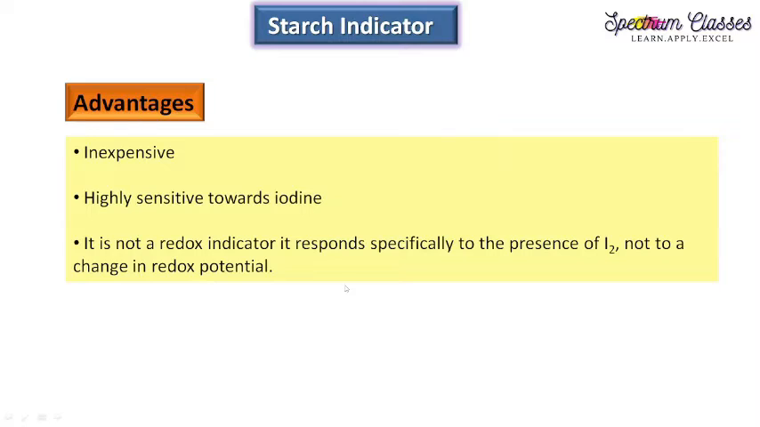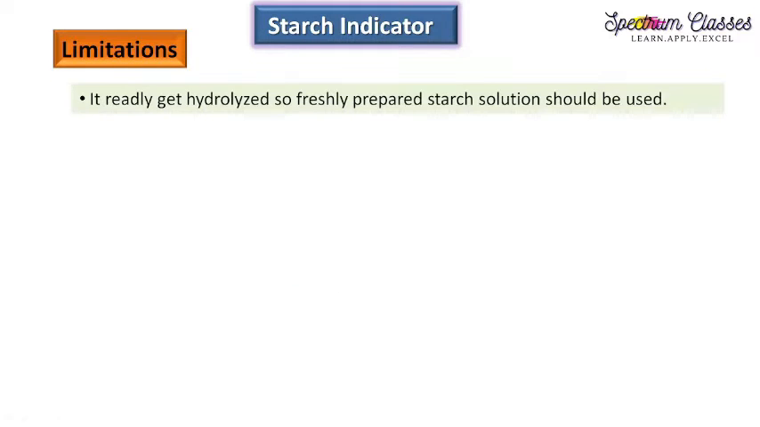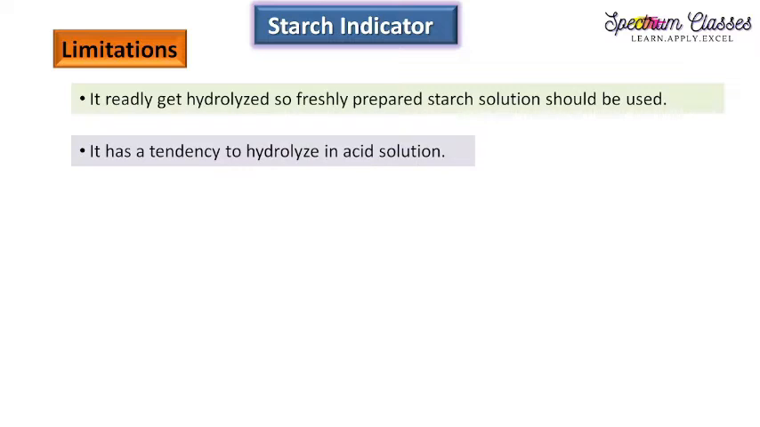Now we are going to discuss its limitations. Freshly prepared starch indicator should be used for the titration because it readily gets hydrolyzed, and its hydrolyzed product is sugar, which is a reducing agent. So that can interfere in the titrations. That is why, to avoid this interference, we need to use freshly prepared starch indicator. This question can also be asked in your viva.